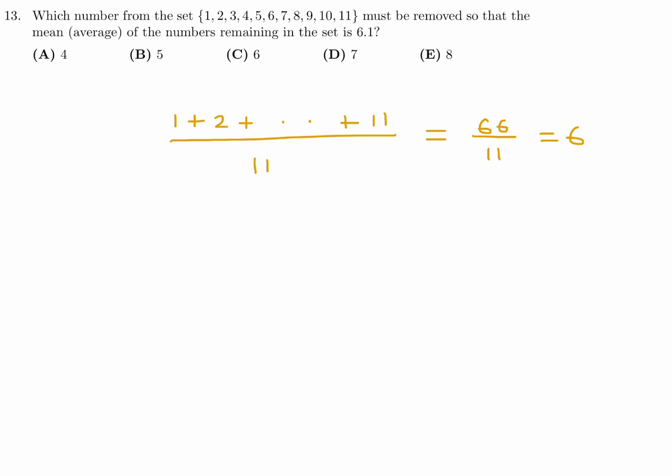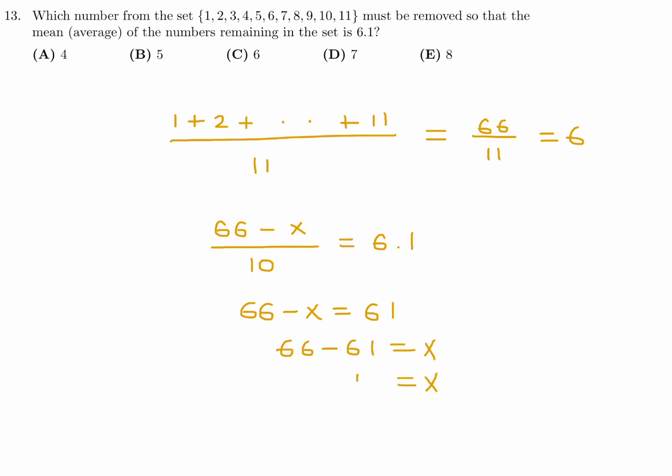But they want you to take out one number, and then when you do, the remaining numbers have an average of 6.1. Okay, so that means I've got 66 as my sum. I've got to take out one of these numbers. I don't know what that number is. Let's just say it's x. And then that average, there'll be 10 numbers remaining, so you divide by 10, and that average is 6.1. So this is the algebra we have to do. Okay, 66 minus x is 10 times 6.1, which is 61. Therefore, 66 minus 61 is x, and therefore x is 5. So the number we have to take out is that 5, and therefore number 13, the answer is B.